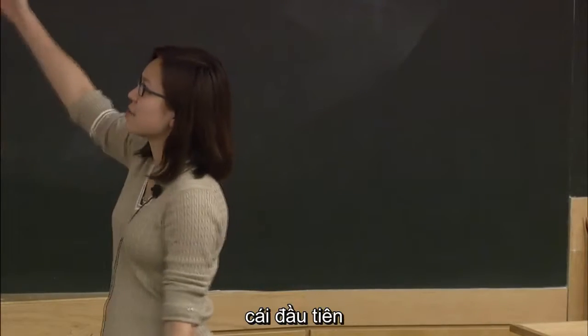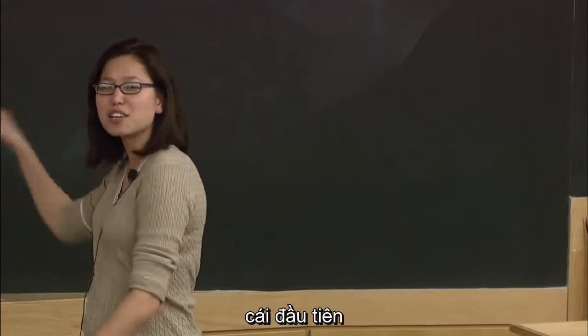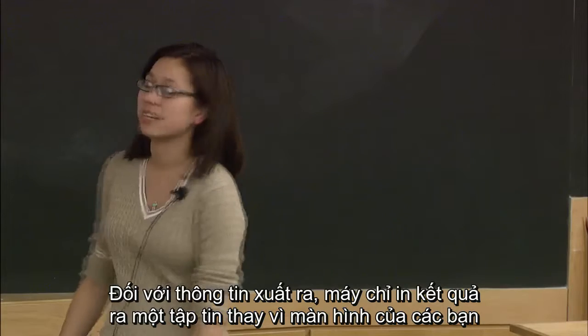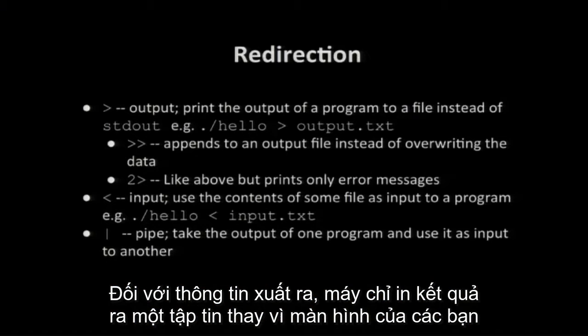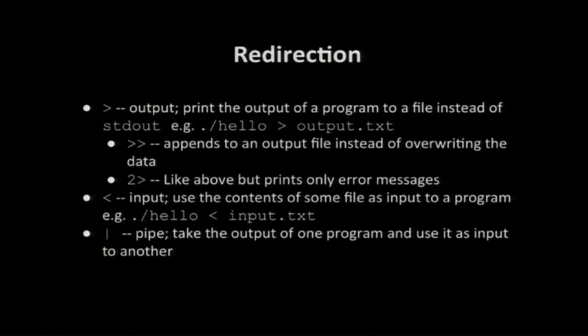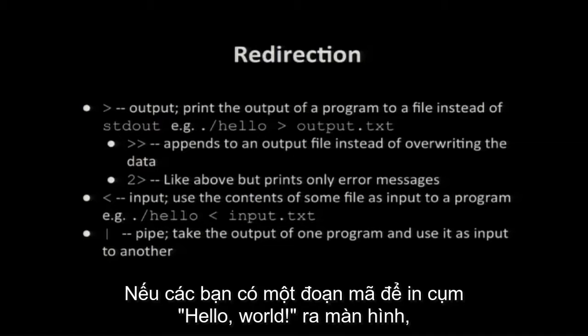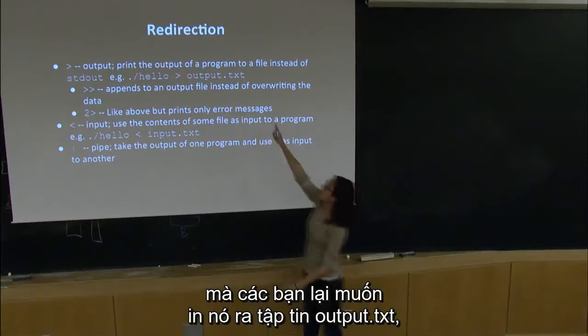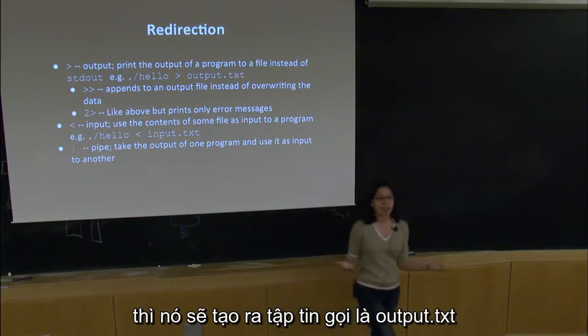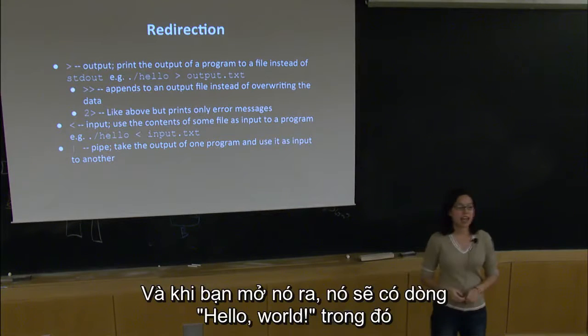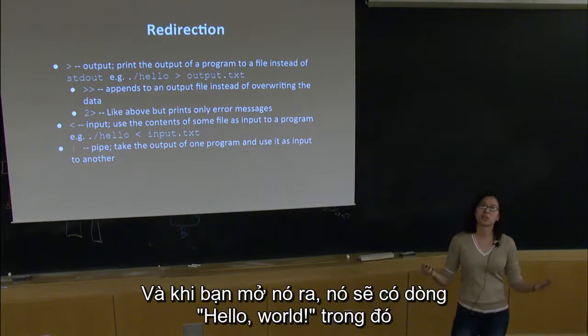So the first one is the greater than caret. Output just prints the output to a file instead of your screen. So if you had something that printed hello world to the screen, and you sent it instead to output.txt, that creates this file called output.txt. And when you open it, it'll say hello world in there.